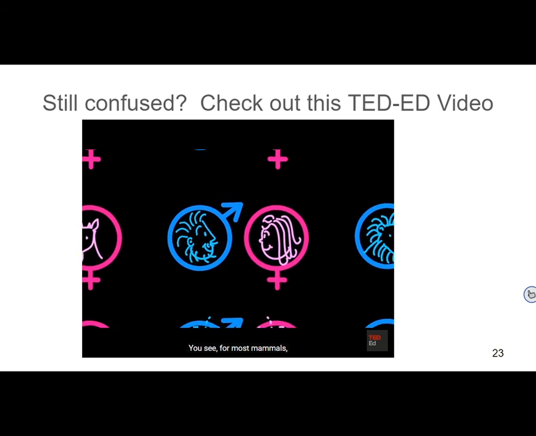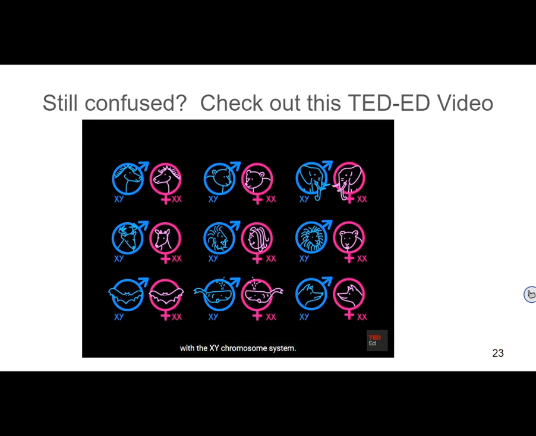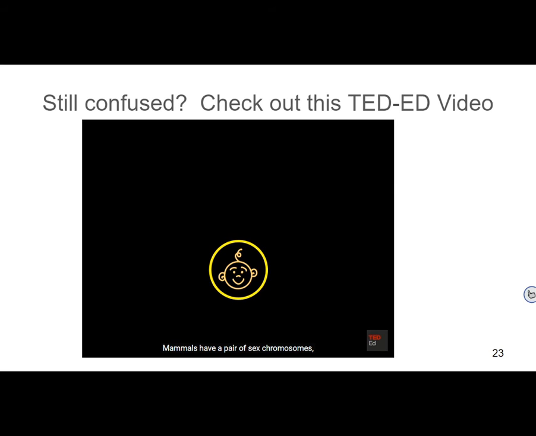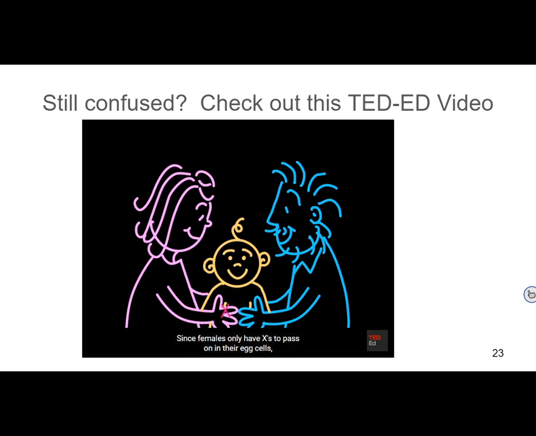You see, for most mammals, the sex of a baby is determined genetically with the XY chromosome system. Mammals have a pair of sex chromosomes, one passed down from mom and one from dad. A pair of X's gives us a girl, and an X and a Y together gives us a boy. Since females only have X's to pass on in their egg cells, and males can give either an X or a Y in their sperm cells, the sex is determined by the father, and the chance of producing a male or a female is 50-50.